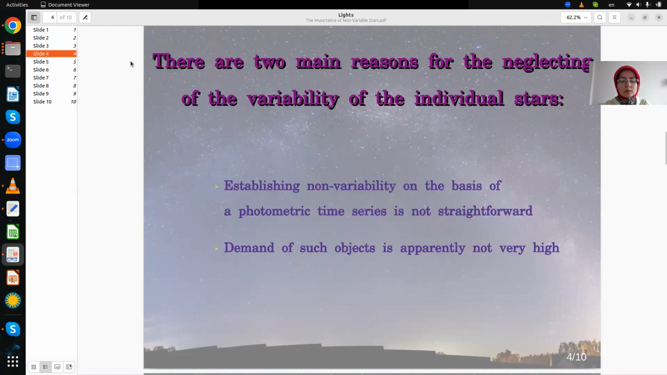There are two main reasons for the neglecting of the variability of individual stars. The first one is that establishing non-variability on the basis of a photometric time series is not straightforward. And the second one is that the demand for such objects is apparently not very high.